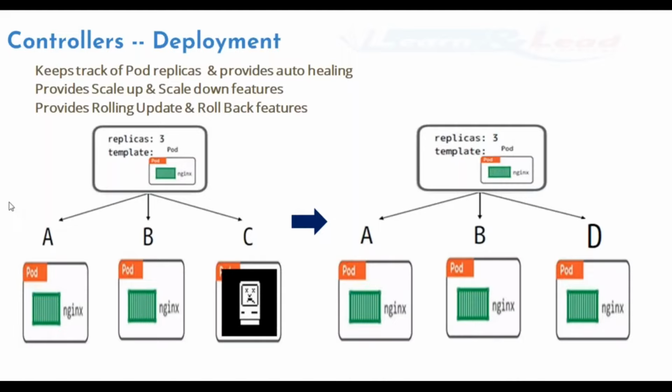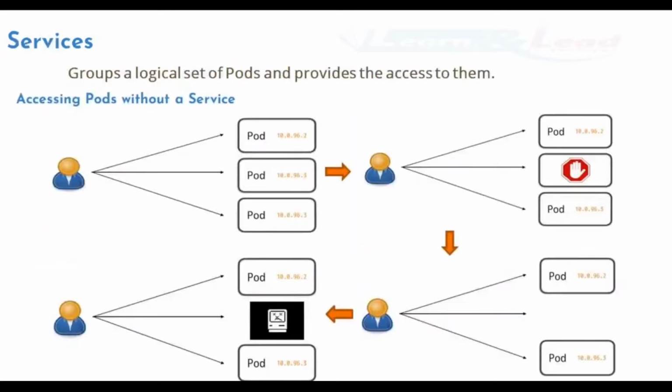But how do I provide access to the end user, to my application? That is where we introduce another topic in Kubernetes, which is called services. Now, services are nothing but a group, a logical set of pods, and provide access to them.